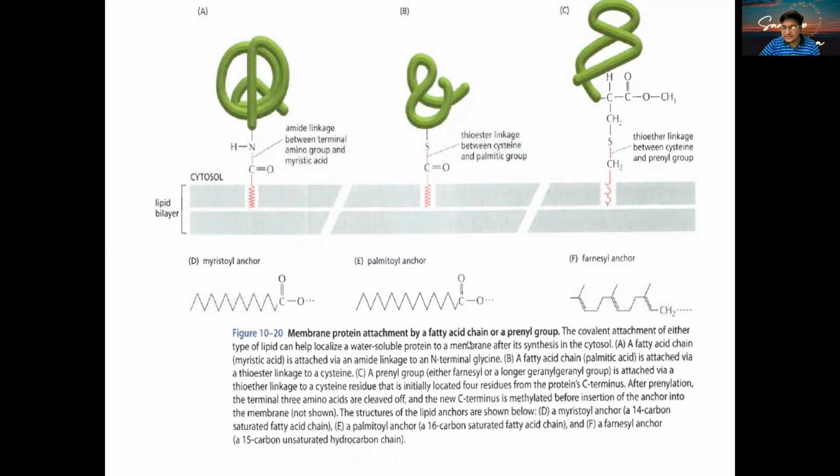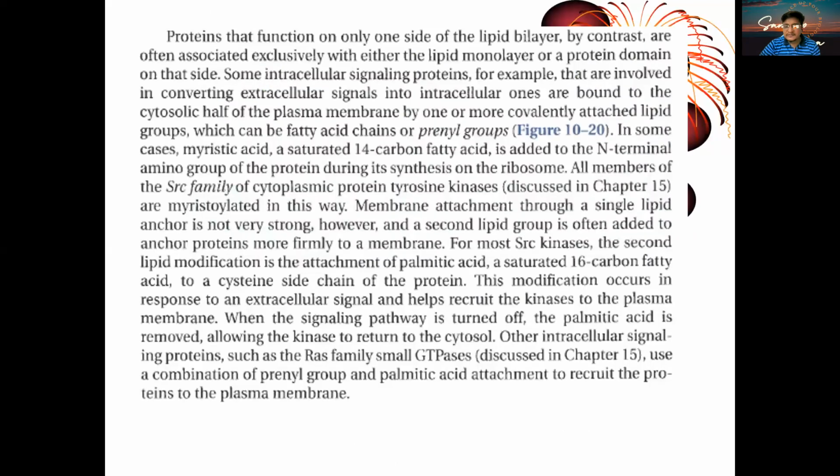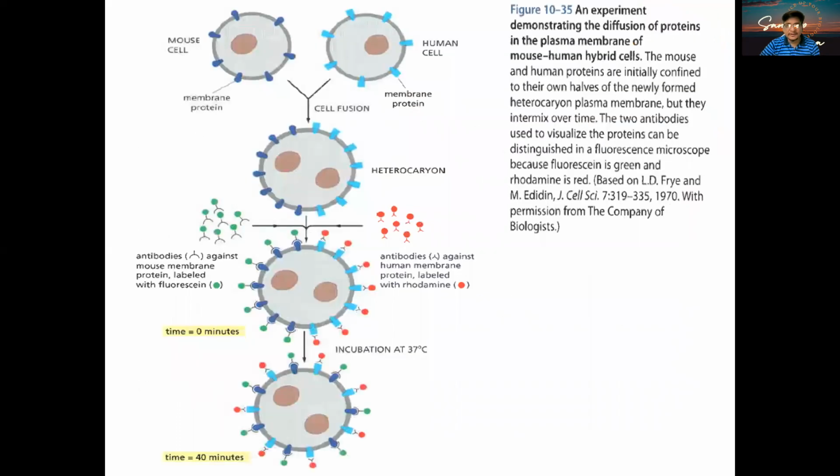So a membrane protein attached to the fatty acid chain or prenyl group. You can see over here, the thioester or the thioether linkage can be the three kinds of linkages that you can see between the proteins which are bound to the lipid part. One is going to be the amide linkage, or it could be the thioester, or it could be the thioether linkage. So proteins that function on only one side of the lipid bilayer are often associated exclusively either with the lipid monolayer or with a protein domain on that side, and they play a very, very important role. You can see over here.